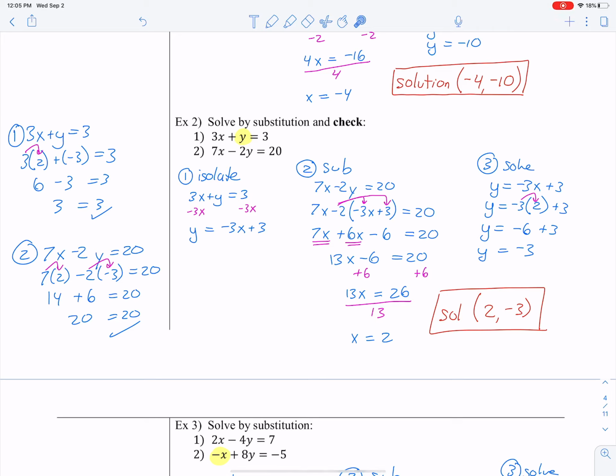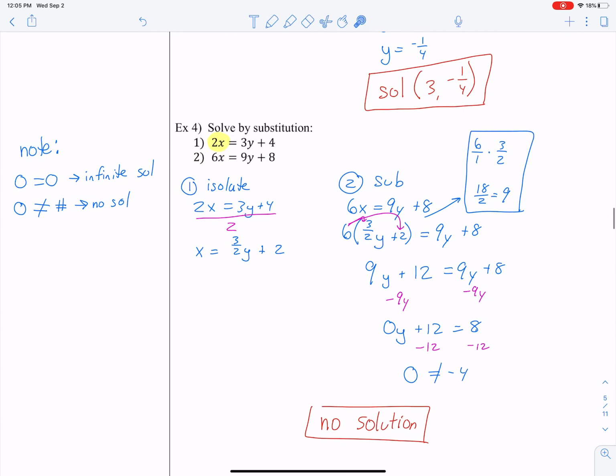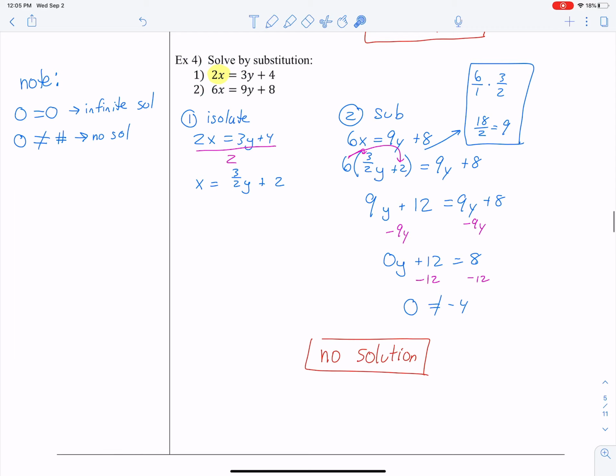So this checking, if you have extra time on a test and you want to really make sure your answers are right, you can check them back in the original equations, just to make sure that you didn't make a mistake somewhere. So it's a good technique to have. All right, so that's it for this section.